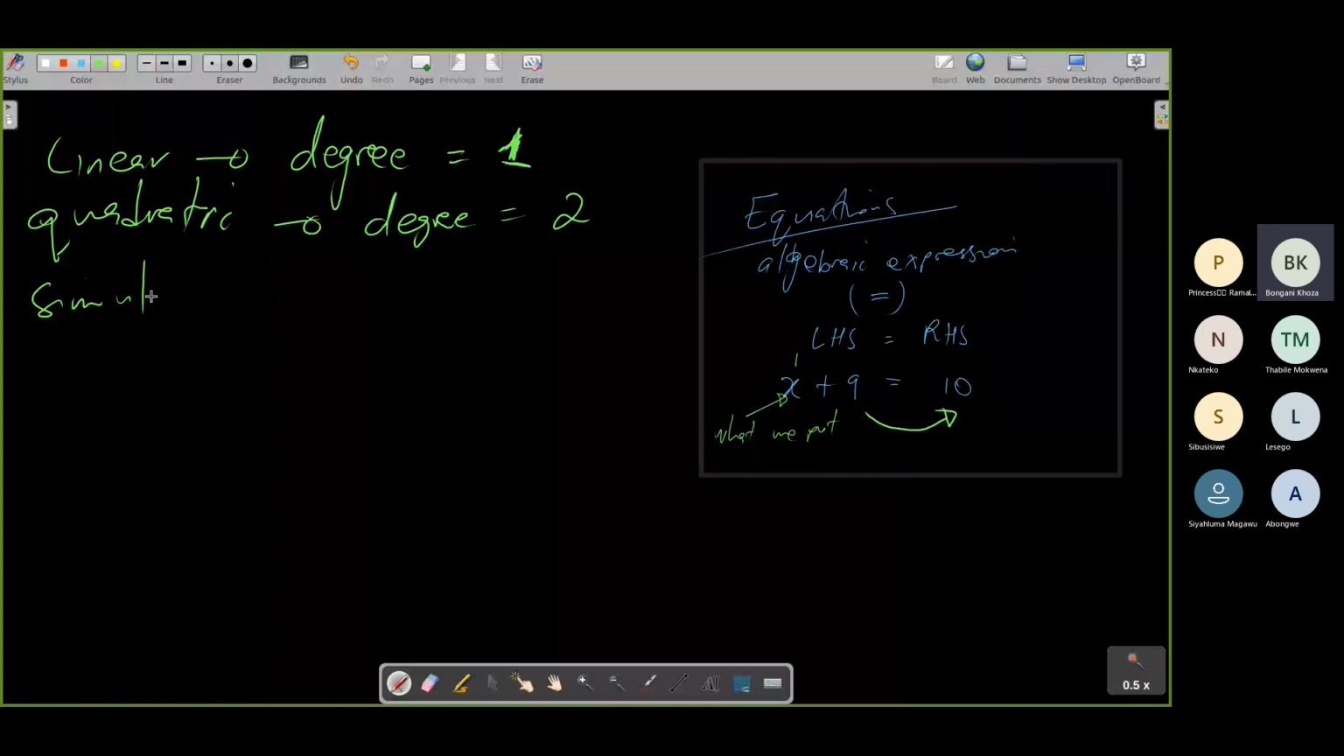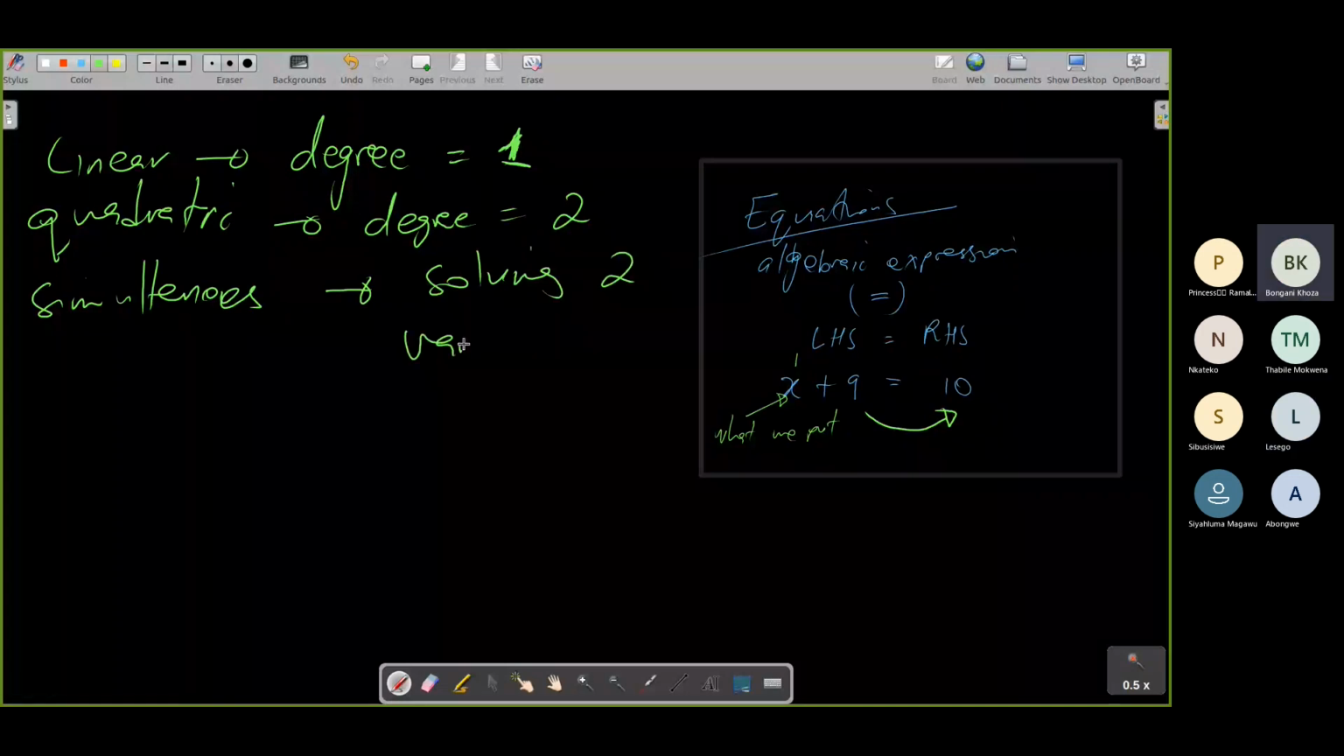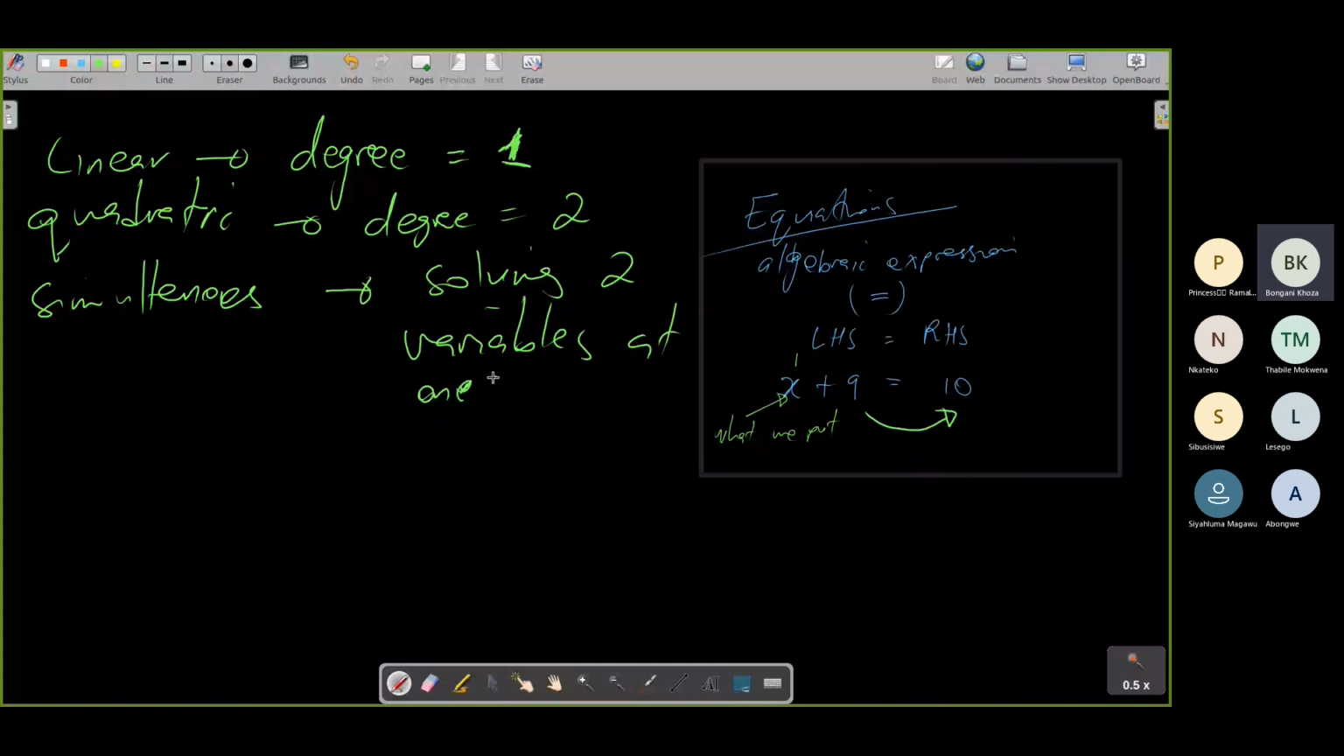And then we have another one which we call simultaneous. With simultaneous, we are solving 2 variables at once. And then we also have some that are using exponents in a way. Let's just call them exponential.